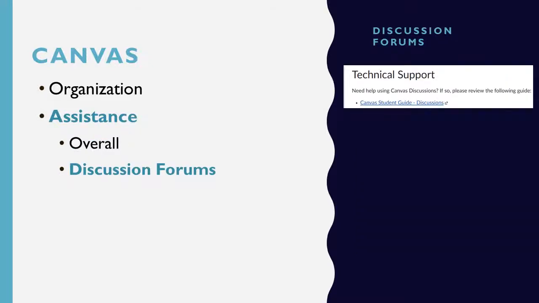Lastly, looking at the discussion forums, this is about the only place where I think it's a little bit unusual and different for people that have used Blackboard before. So I've made sure that on the bottom of each of your discussion forums is this tech support snippet, giving you a link specifically to the Canvas student guide for doing discussions. You can click on that and it will take you over to a section of frequently asked questions for using the discussion forums.